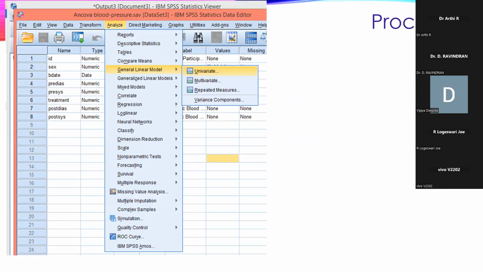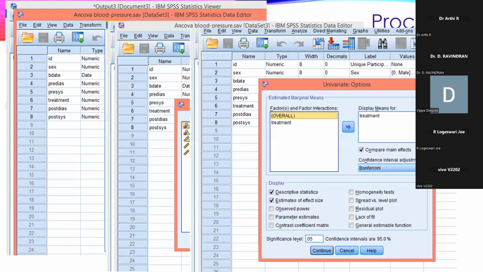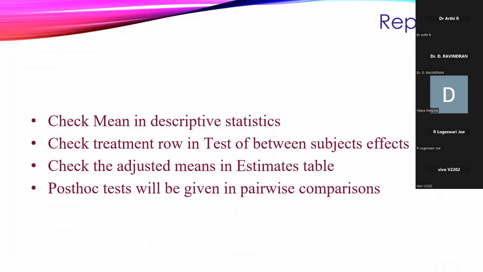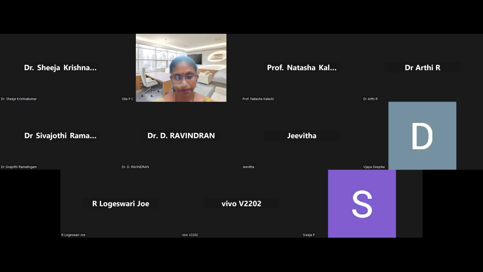So how to do it? Go to Analyze, General Linear Model, Univariate. Then put diastolic blood pressure under dependent variable, and treatment under fixed factors. In the covariate, you put diastolic blood pressure pre, not post, pre. Then coming down to options, in the estimated marginal means put treatment. Click on descriptive statistics, estimates of effect size, and homogeneity test also you can put. Okay, let's stop here, go to SPSS, and open the file, ANCOVA.